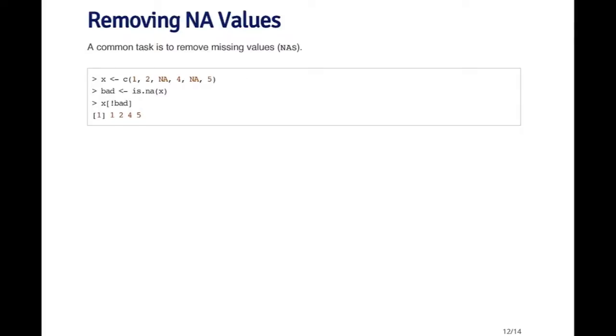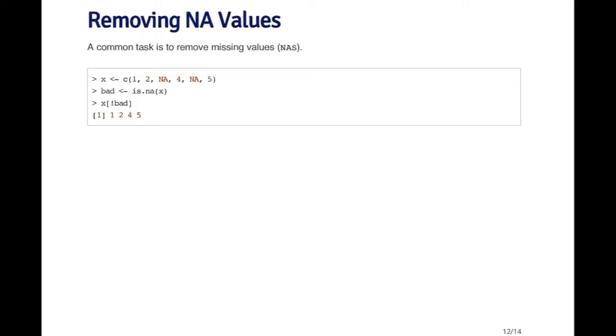This is a very simple example, which has the numbers 1, 2, and 4, and 5. But then there are missing elements, NA, in the third position and in the fifth position. So what I want to do is get a vector back that's just 1, 2, 4, 5, the non-missing values, and I want to strip out the missing values so I can maybe do some computation.